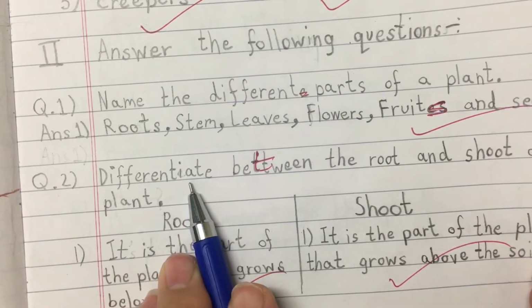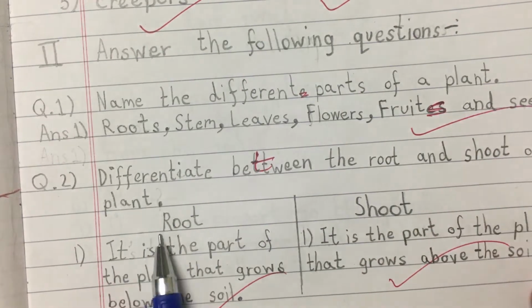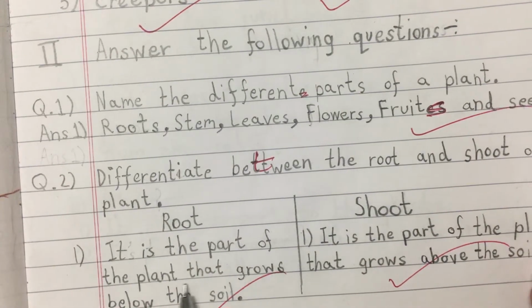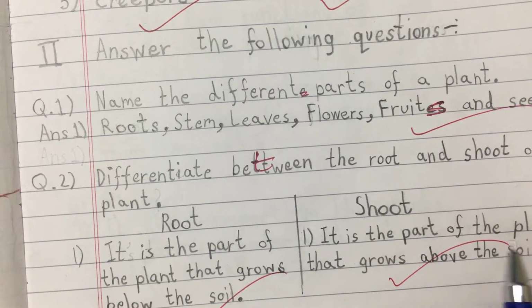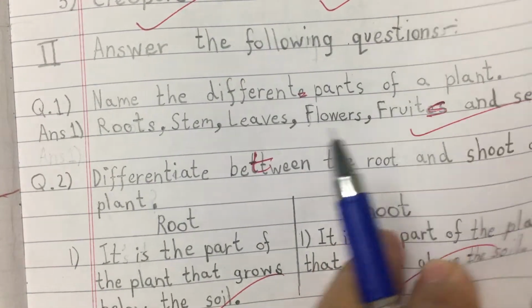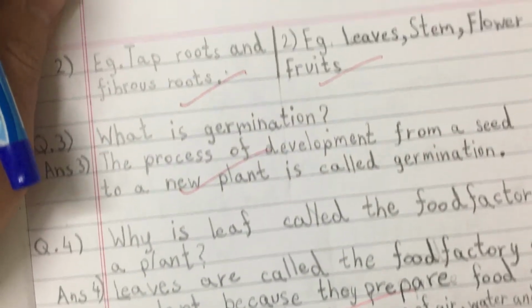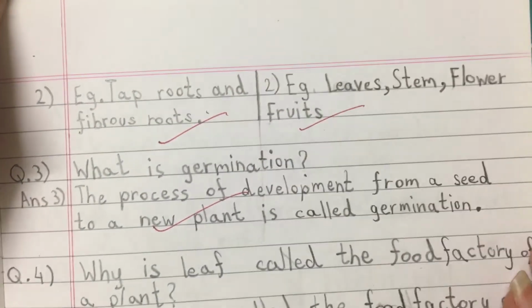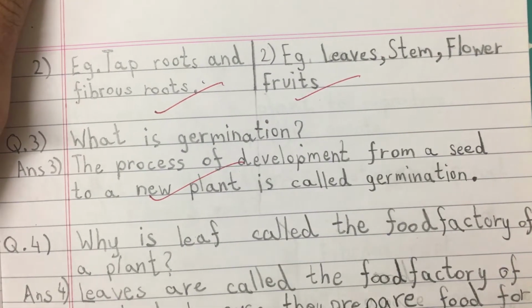Number 2. Difference between the root and shoot of the plant. The root is the part of a plant that grows below the soil, and shoot is the part of a plant that grows above the soil. And you can give some examples also. For root, it is taproot and fibrous root. Examples of shoot are leaves, stem, flower, and fruits.